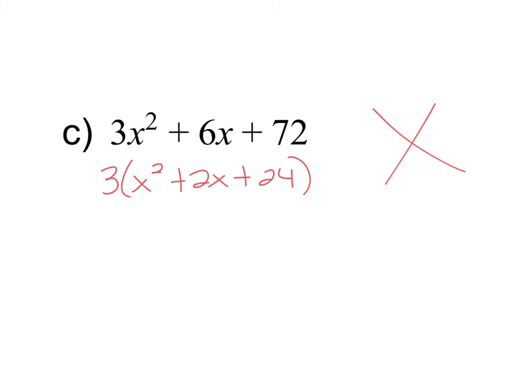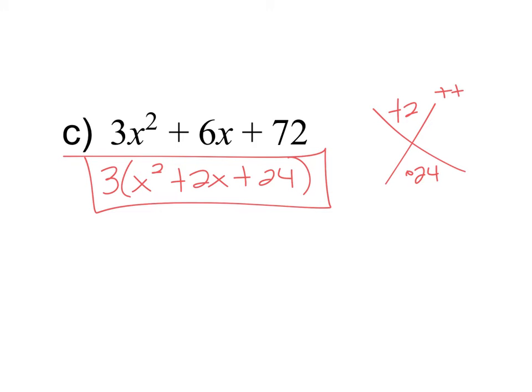So then I need what adds to be 2 and multiplies to be 24. That would be 2 positives. I don't believe there is any, so that trinomial is unfactorable. So this is all you can do. So that would be your answer.